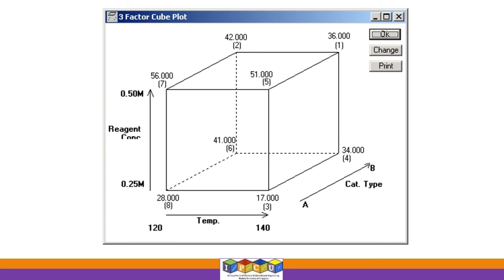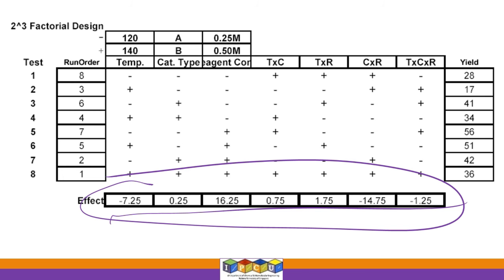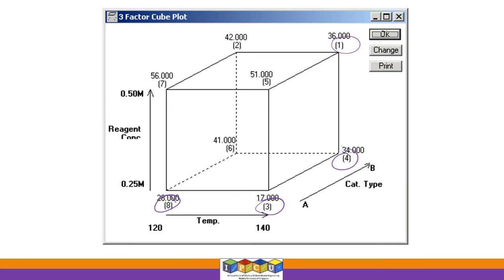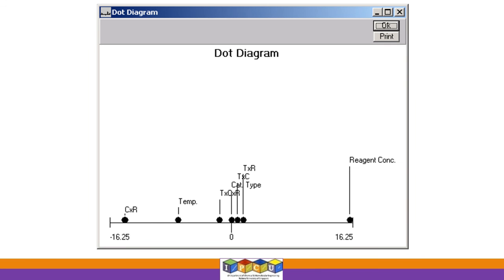All right, and basically whatever numbers are shown in brackets here represent the run order in which the experiments were conducted. So whatever effects have been computed in this table representation, we can also show in the form of the dot diagram, from which we can readily see, as we might be able to see from the table results also.